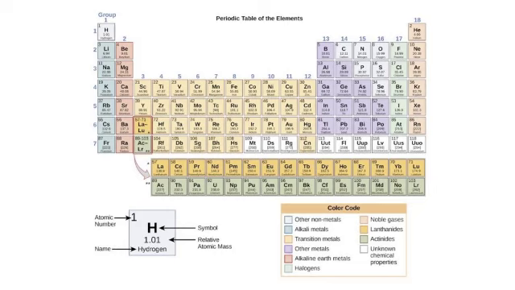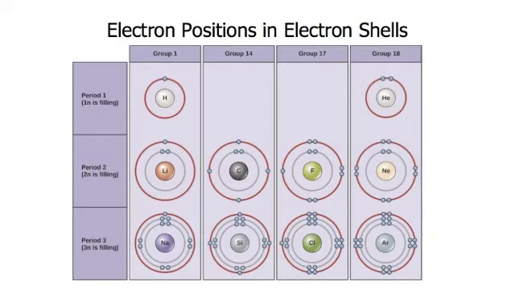This uniqueness of each element having different amounts of valence electrons in its outermost shell and also different numbers of protons and neutrons in its nucleus gives each atom a characteristic of how it will interact with other atoms. So this next slide just shows us some atoms in their period and their group and how they look.